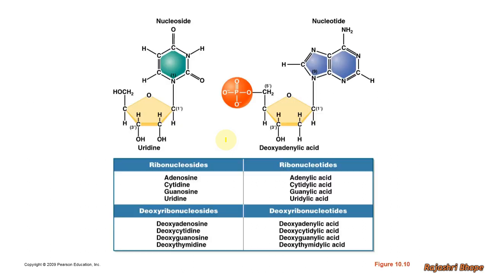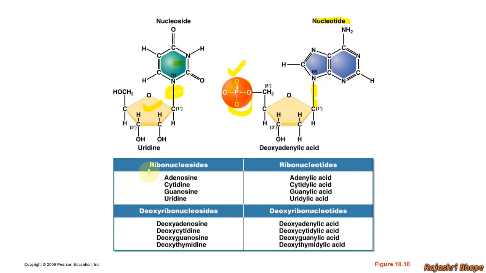Nucleoside and nucleotide. Now this is the nucleoside, where the sugar and this base, these two, are linked to one another. This bond which links these two is the glycosidic bond. And then when a phosphate group is attached to the fifth carbon of the sugar, it is a nucleotide. This phosphate group is linked with an ester bond. Sugar and base are linked with the glycosidic bond.